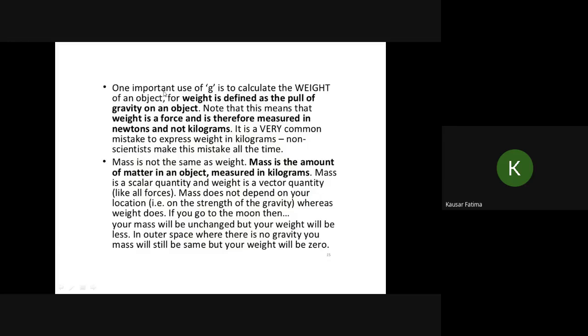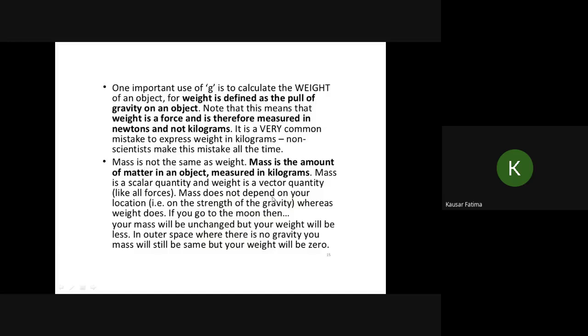Using g, we can calculate the weight of an object. We know that W is equal to mg. W is measured in Newton, because weight is a force, and mass is measured in kilogram. So don't make the mistake of writing weight in kilogram. Weight is a force, so it is measured in Newton.